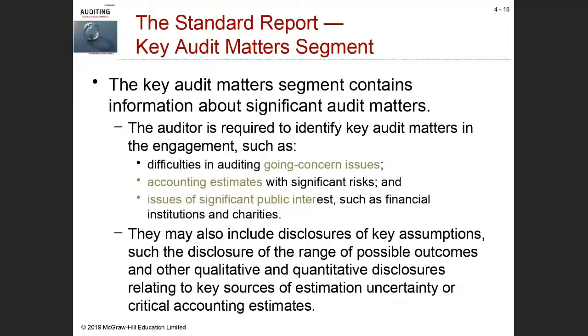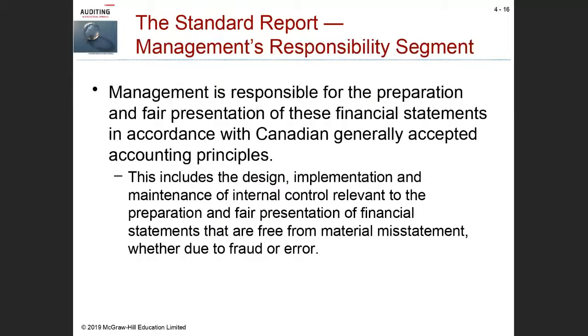The key audit matters section says may include disclosures of key assumptions, such as the disclosure of a range of possible outcomes or other qualitative and quantitative disclosures relating to key items of uncertainty. So again, in the report for CIBC, we saw it talked about the significant uncertainties, but it also said, here's how we address them, right? So the reader can look at that information and say, am I satisfied? Or if I'm not satisfied, maybe I have to make some adjustment to these numbers myself, and then decide what you feel an appropriate adjustment might be.